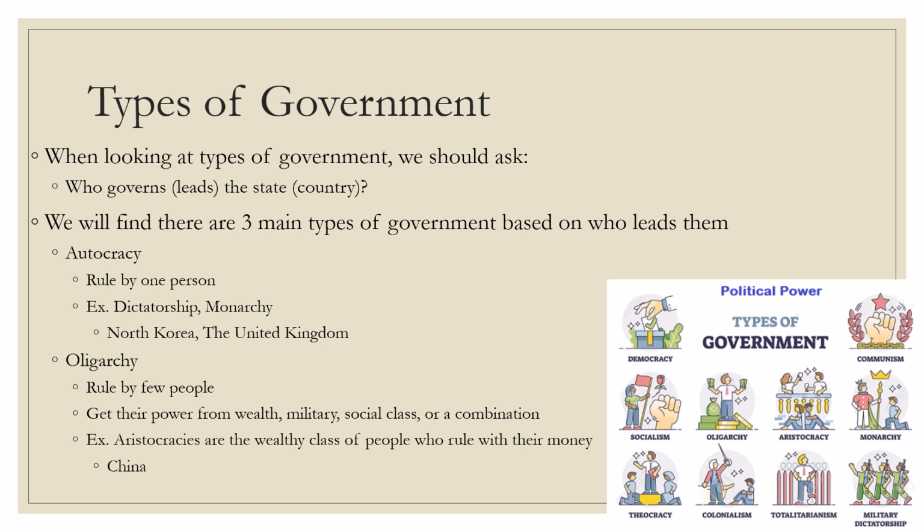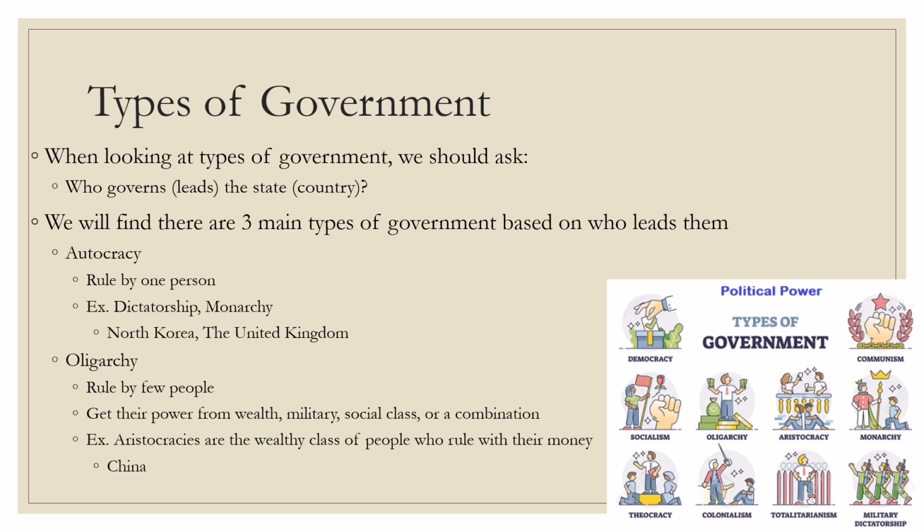So the first one is an autocracy. I know this looks like it should be said autocracy, but it's an autocracy. And this is just being ruled by one person. So this is like a dictatorship where you have one crazy authoritarian ruler. So North Korea is a great example of that with Kim Jong-un. Or you could have a monarchy, which is where you have a king or a queen ruling, and the United Kingdom is a good example of that.